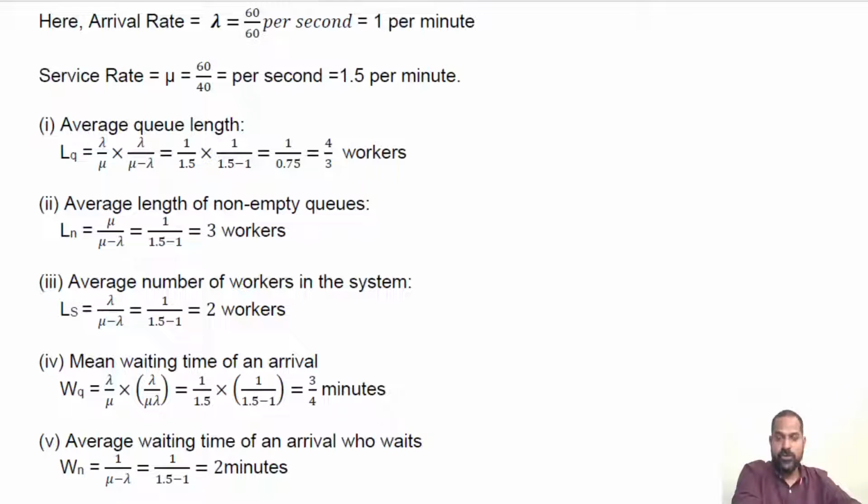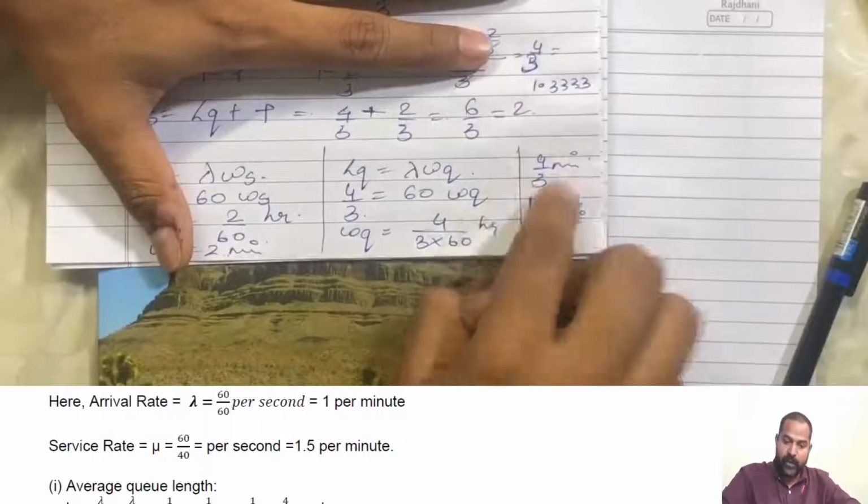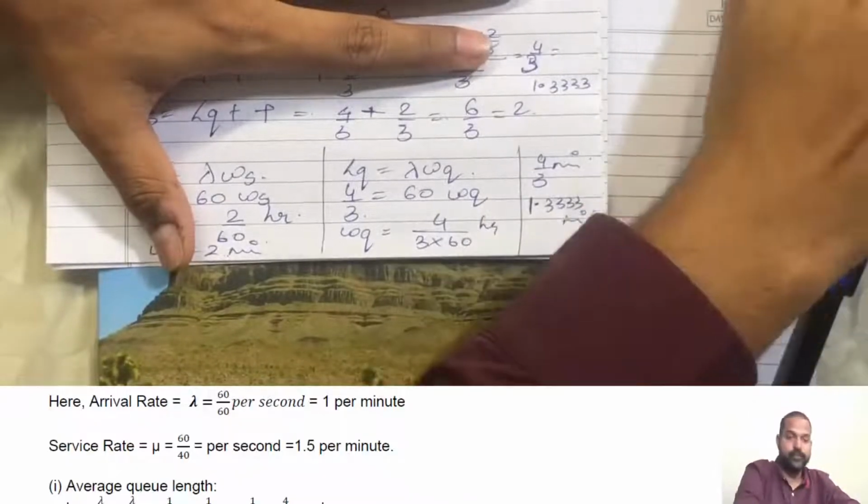Please make that change. The answer is not 3 by 4, it's 4 by 3, which is what our answer is. You want waiting in the queue, no? Waiting in the queue is 4 by 3, not 3 by 4. So that's wrong.